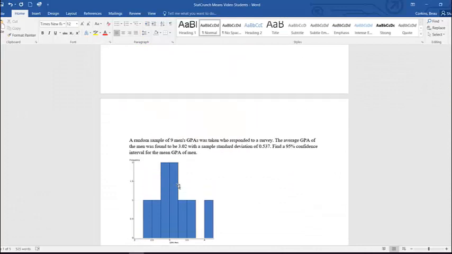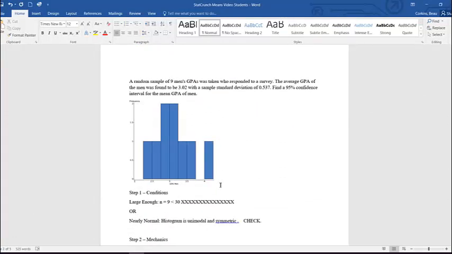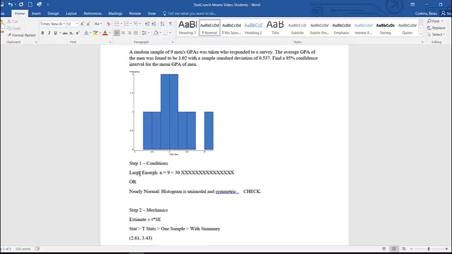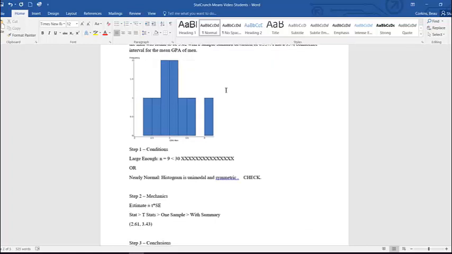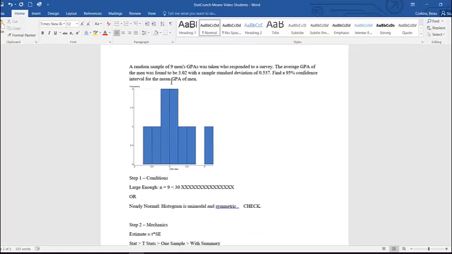All right, along those lines, let's look at an example here. A random sample of 9 men's GPAs was taken who responded to a survey. The average GPA of the men was found to be 3.02, with a sample standard deviation of 0.537. Find a 95% confidence interval for the mean GPA of men. So we're doing a confidence interval about the mean. We do not have data, but we have summary statistics here.